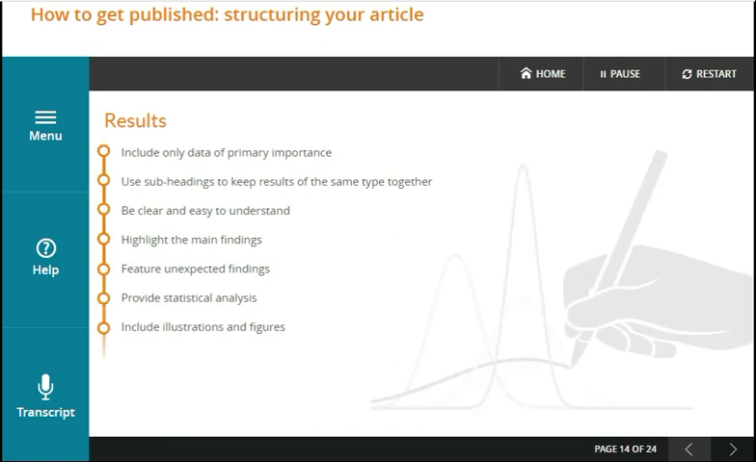Moving on to the results section. This is where you describe the important results of your research. You should present the results that are essential to the discussion, which means that only data of primary importance should be shared. Data of secondary importance should be put in the supporting or supplementary materials section.